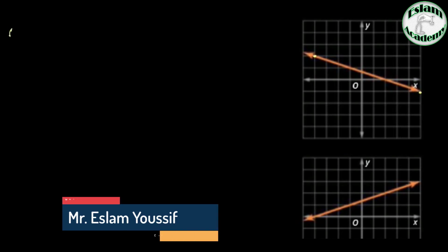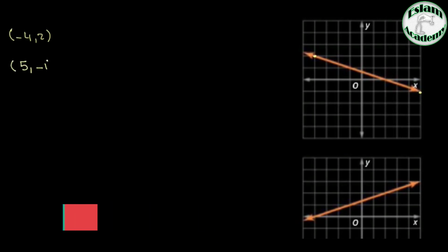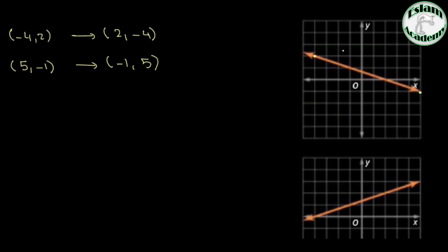Number 2. We need to find the inverse of this graph. So we can find 2 points. That's the first point, and that's the second one. The first point is (-4, 2), and the second point is (5, -1). We find the inverse, so it will be (2, -4) and (-1, 5). So we can graph the line.